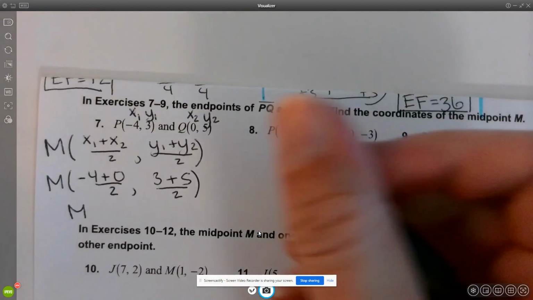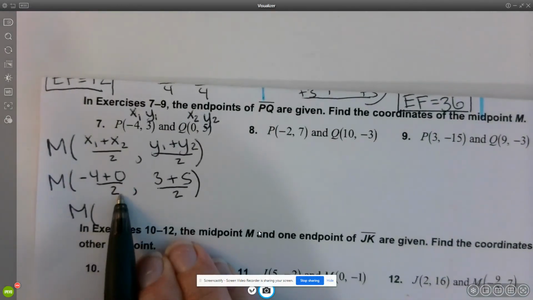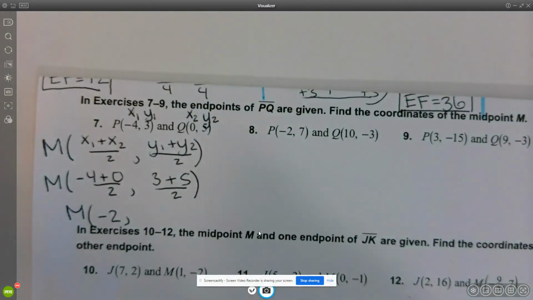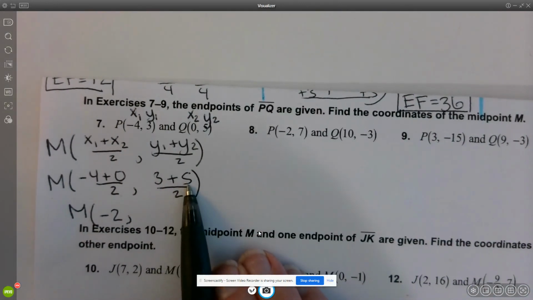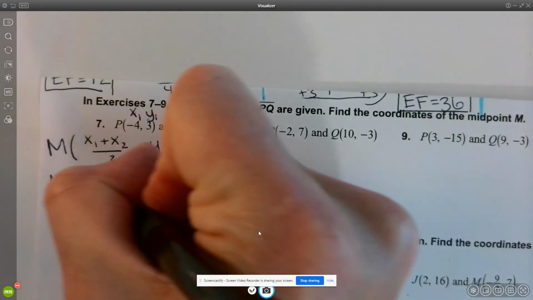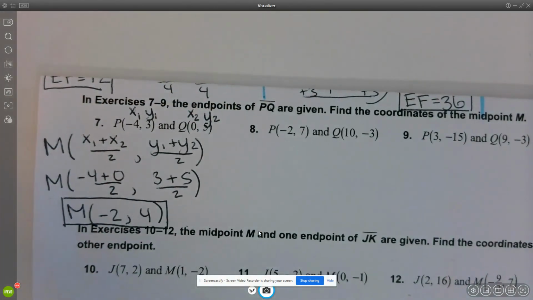So I just need to add and divide now. So -4 plus 0 is -4, divided by 2 is -2. And 3 plus 5 is 8, divided by 2 is 4. So the midpoint is located at -2, 4.